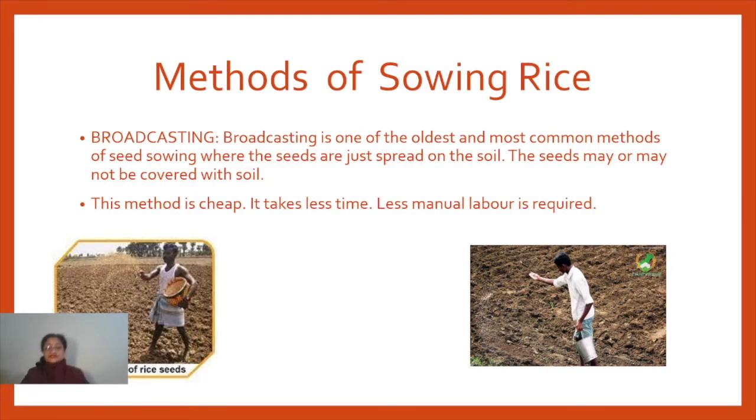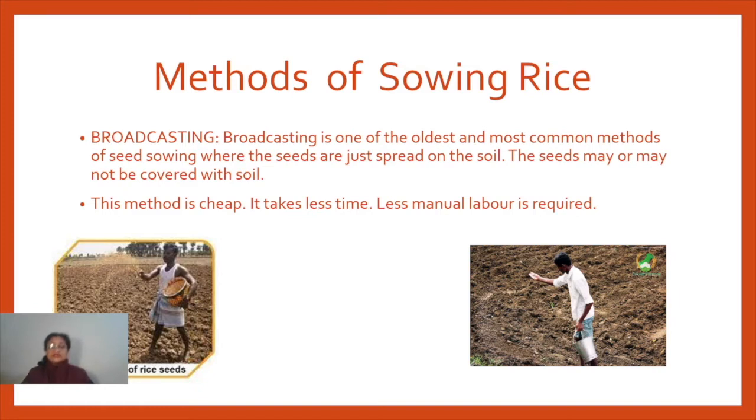And in this you can see this method is the cheapest method of sowing rice. It takes very less time and it needs very less manual labor. That means very few people can manage with this. But yes, children, you should understand one thing. It gives less production, right?